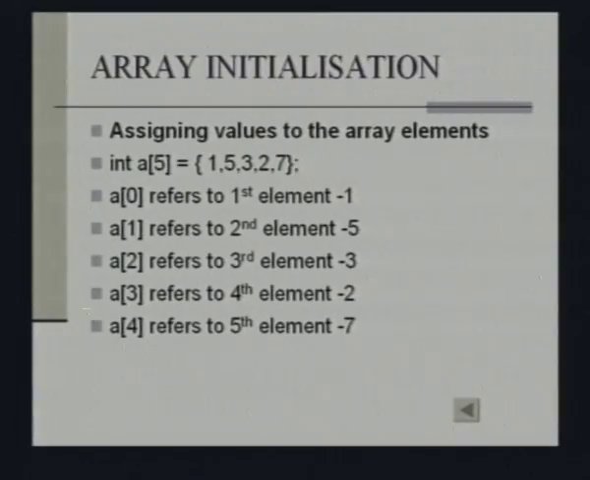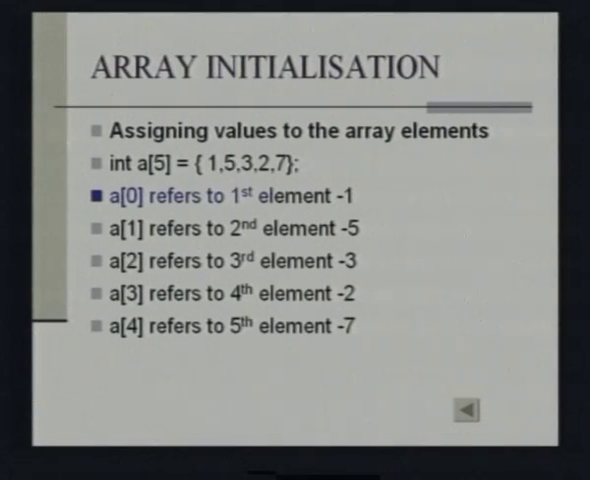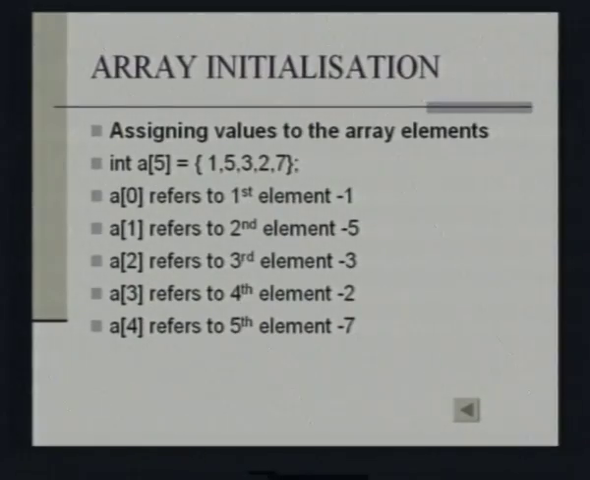So, how are arrays initialized? Initialization is similar to a variable. Assigning some value to it is called initialization. So, while assigning values to array elements, this is one common method of assigning values. Int a of 5 is equal to, I am giving 5 values. So, how is this identified or recognized by the compiler? Always remember that the number within brackets represents the index or the position of an element in the array. So, always the position of an element starts from 0. So, if 5 is the size, it will be from 0 to 4.